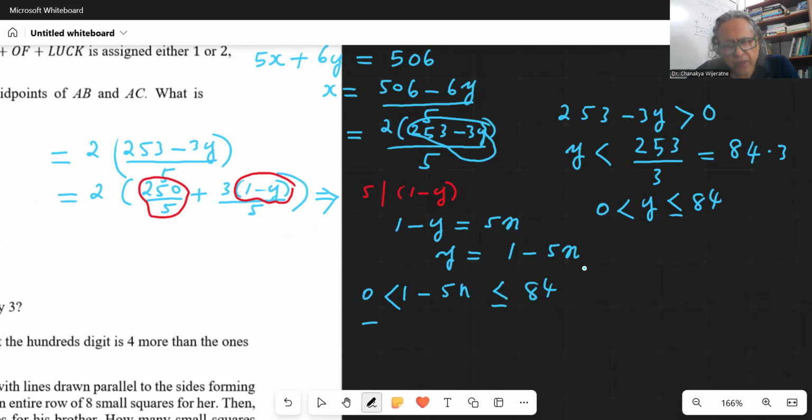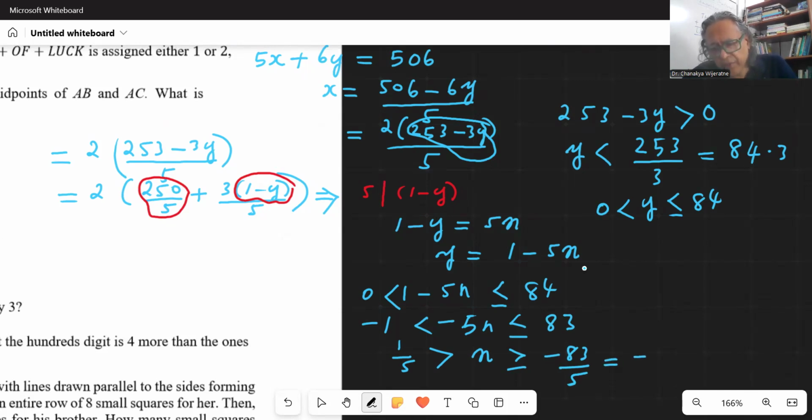So add -1, so we get -5n here, less than or equal to 83, right? And we divide by -5. So we get actually, the inequality is reversed, right? n greater than or equal to negative 83 over 5, which is negative.